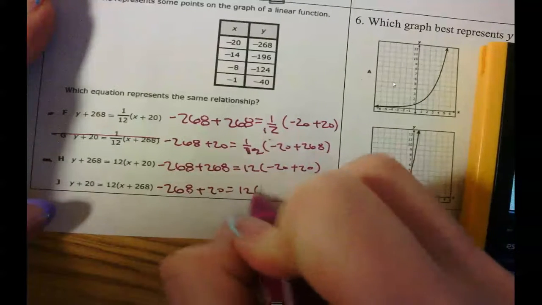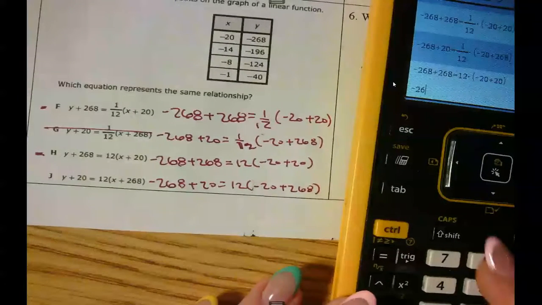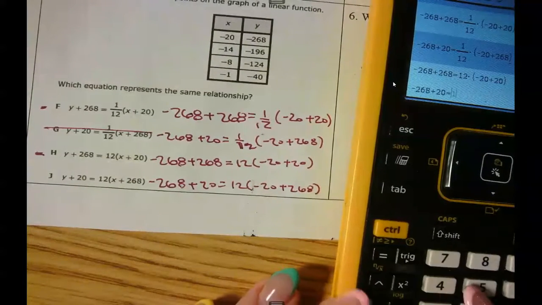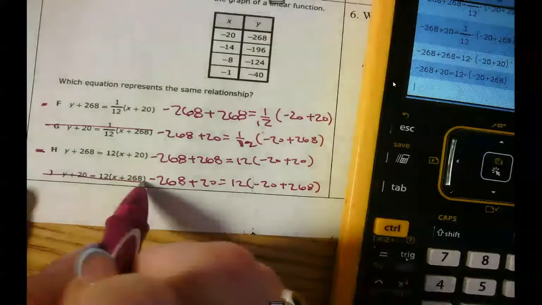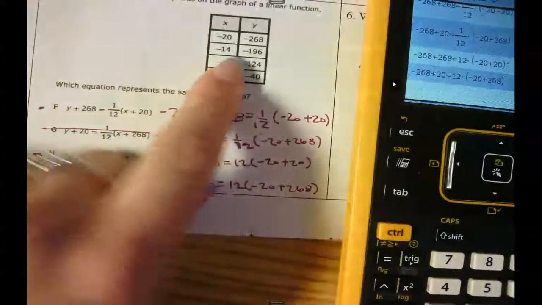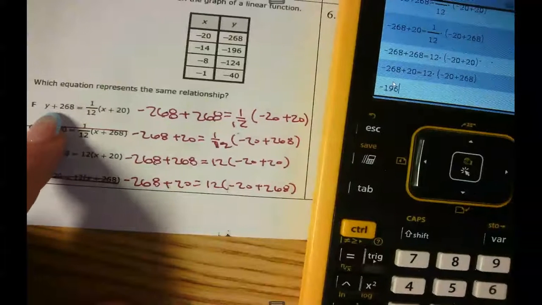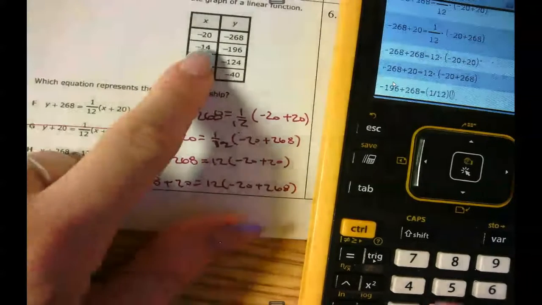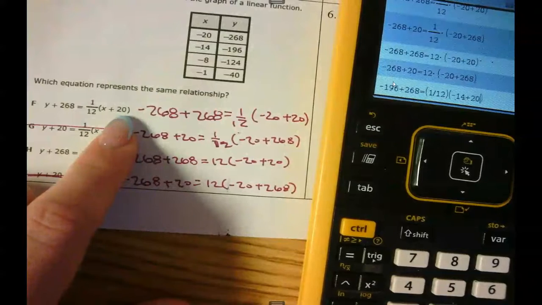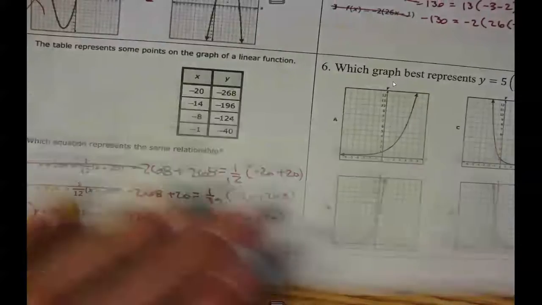Plus 20 equals 12, negative 20 plus 268. This is a lot of numbers, so make sure you keep all your signs right. Make sure you keep all your numbers straight. That one says false. Okay, so now I have 2 options. So now I need to go do the same thing plugging in the next one. So negative 196 plus 268 equals 1/12 times negative 14 plus 20. That one says false. That's not my answer. H is my answer.